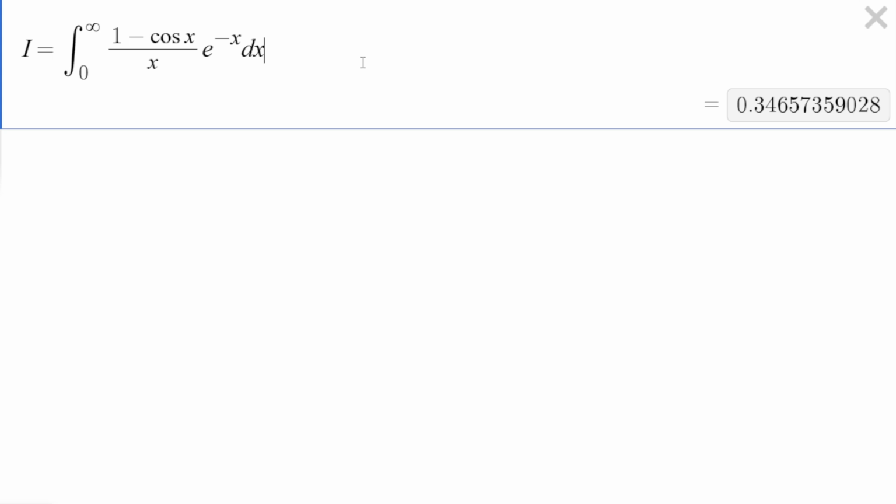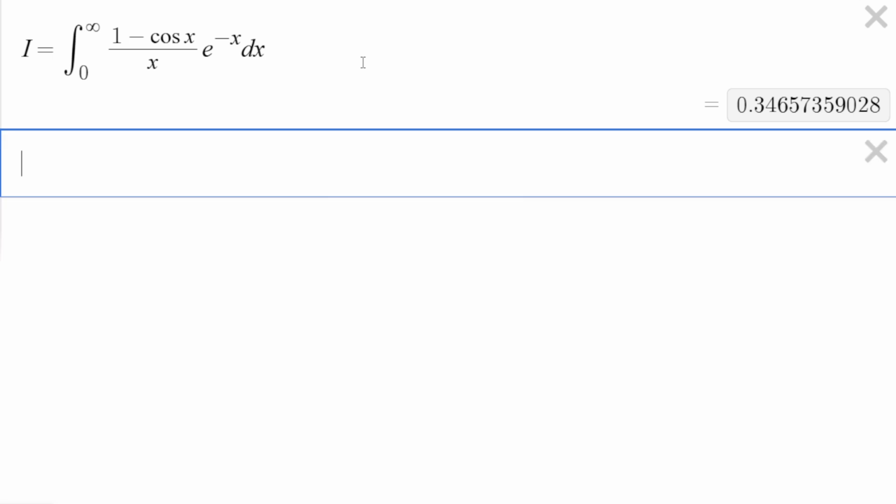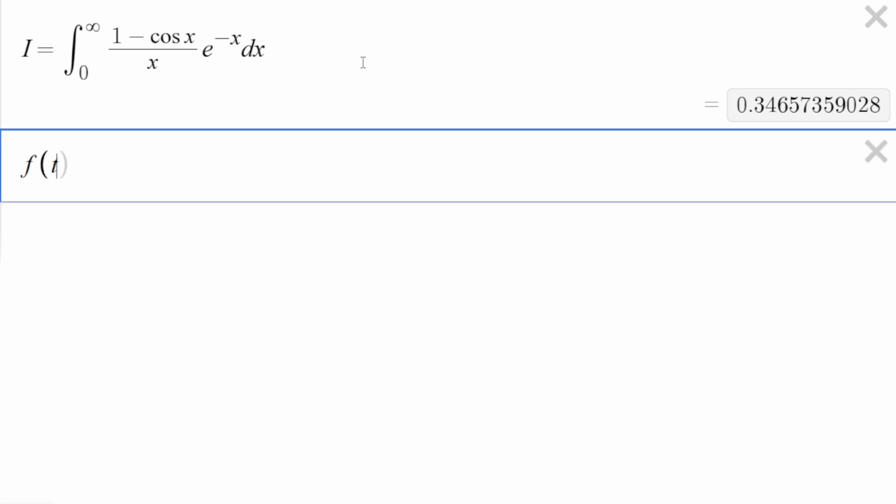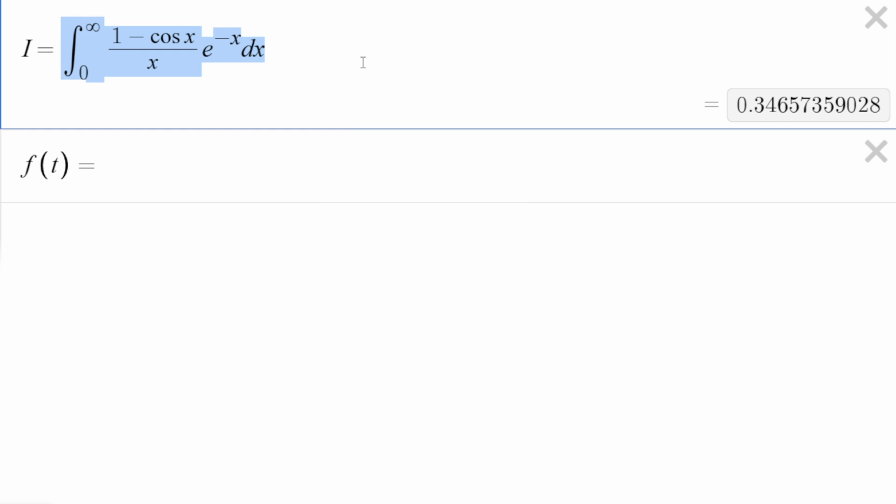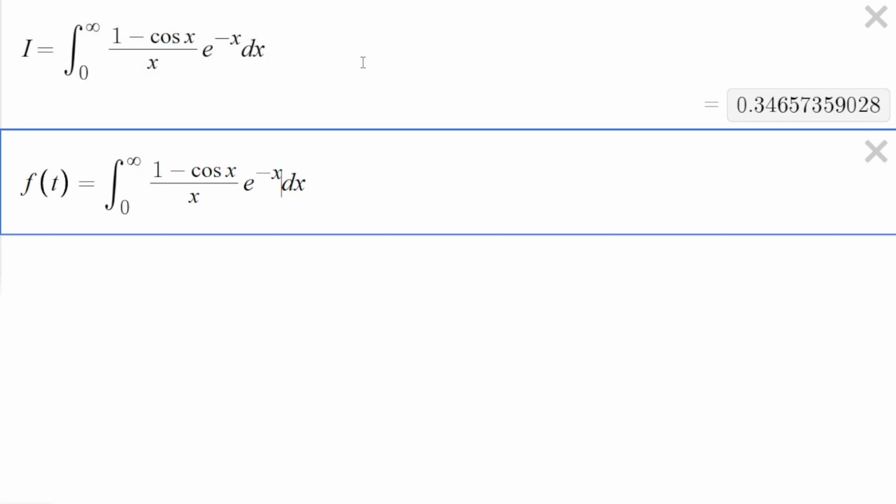But anyway, today I have this integral right here, and we're going to solve it with Feynman integration, and it's fairly basic. This is classic Feynman integration, so let's just get into it. All right, so the first thing we're going to do is define a function of t that is very similar to our original integral. And this is what we're going to do. We're just going to put a t right in there.